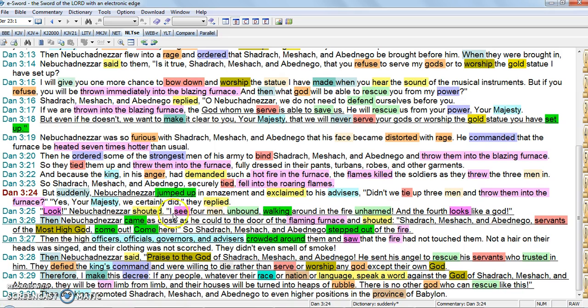"Look," Nebuchadnezzar shouted, "I see 4 men unbound, walking around in the fire, unharmed, and the 4th looks like a god." Then Nebuchadnezzar came as close as he could to the door of the flaming furnace and shouted, "Shadrach, Meshach, and Abednego, servants of the Most High God, come out, come here." So Shadrach, Meshach, and Abednego stepped out of the fire.